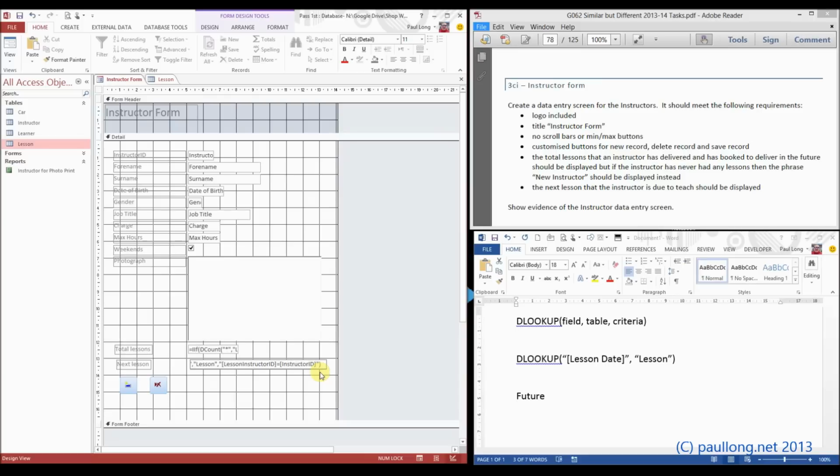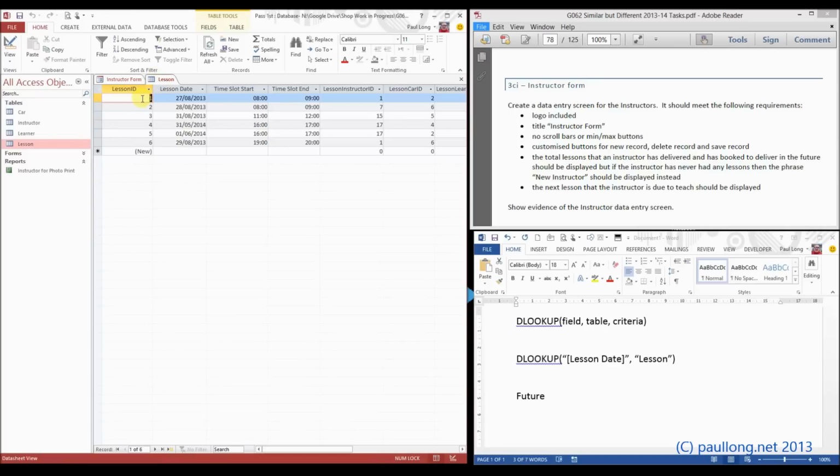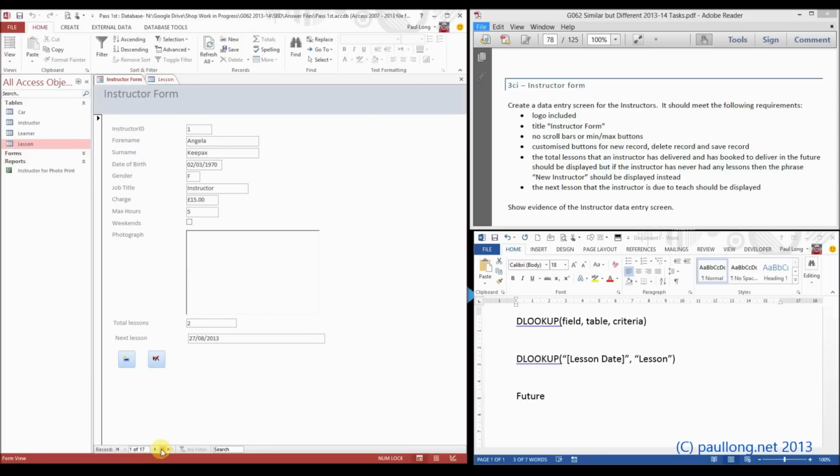So if I was to put that as our criterion, then what we would get is the next lesson, or the first lesson listed in the lesson table for that specific instructor. So if we look, we've got 27th of the 8th, 13 for instructor number 1. Okay, well there it is, that's instructor number 1. So if we go to instructor number 17, we should expect to see 31st of May. Okay, so we'll just go to instructor 17, and there we go, 31st of May. So it's not coming up with the next lesson yet, and it's certainly not coming up with lessons in the future, because we saw a lesson come up that was in the past.